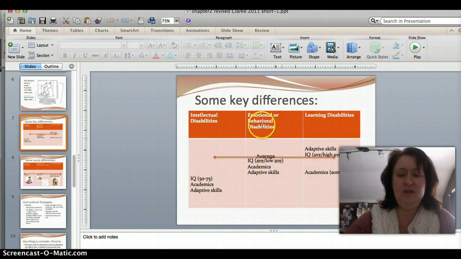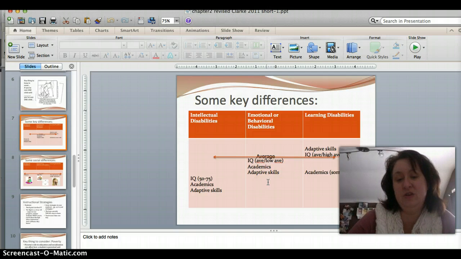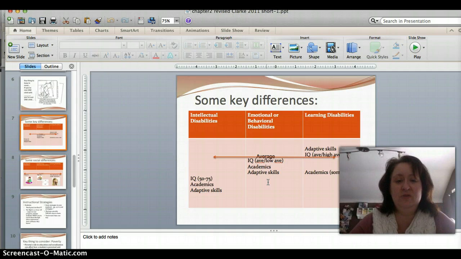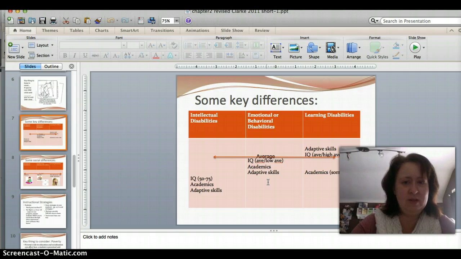So hopefully looking at graphs like this and developing these for yourself will help you understand A, how to support kids with disabilities in class, but B, how to remember the key differences between intellectual disabilities, emotional disabilities, and learning disabilities. This will come up on the exam 1, so you want to make sure you really understand what the basic profile of a student with these 3 categories would look like.